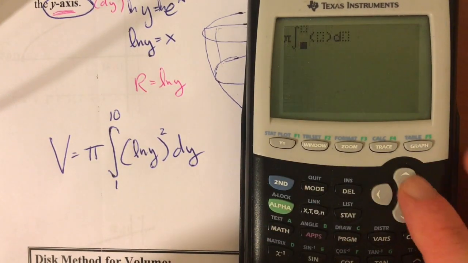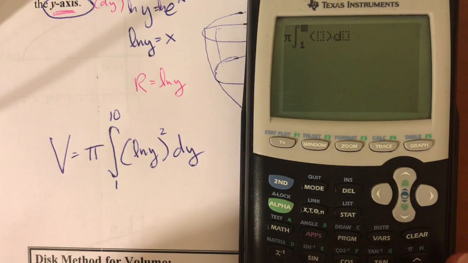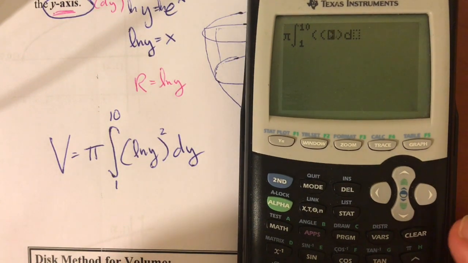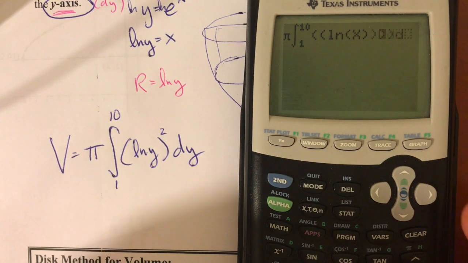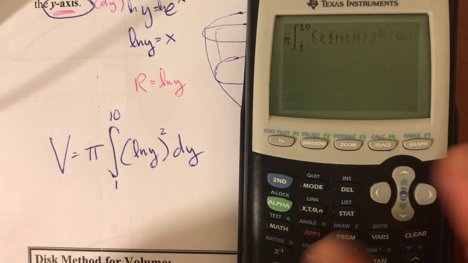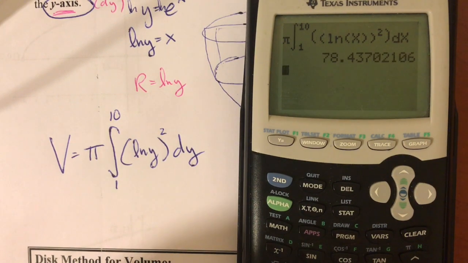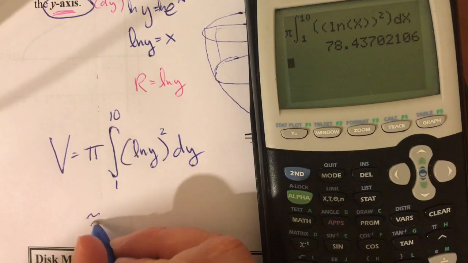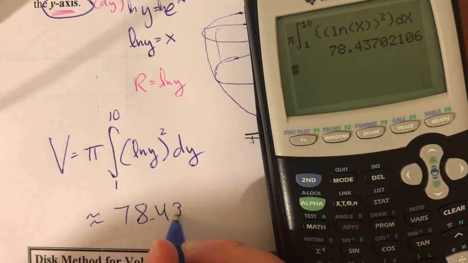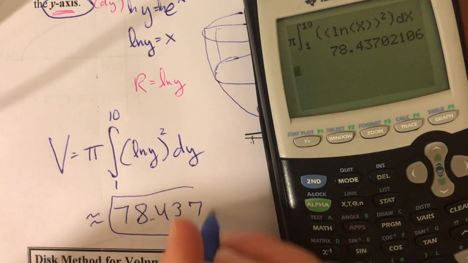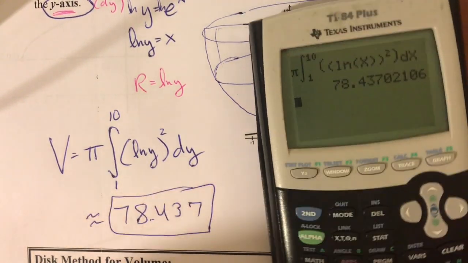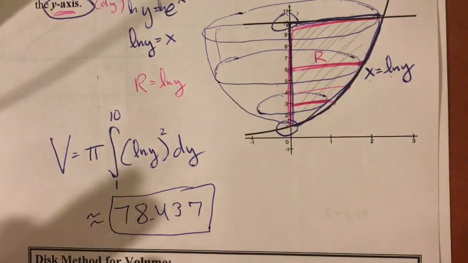Pi, math 9, 1 to 10, new set of parentheses, ln of x is the only variable we use here. Close the argument, close the set of parentheses there, squared, with respect to x. And we get about 78.437. So not really much harder than doing it with respect to x.